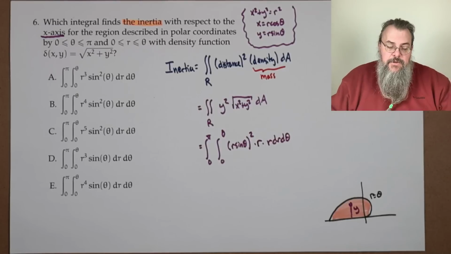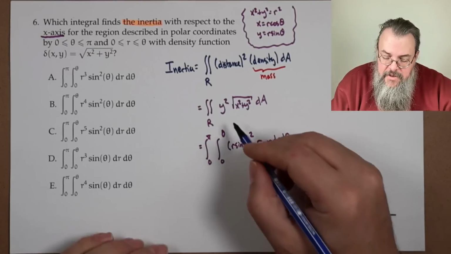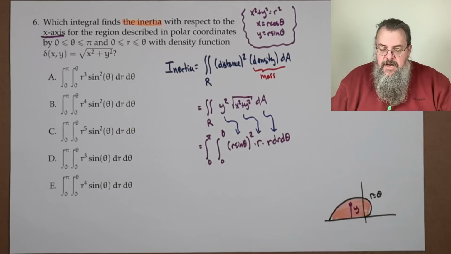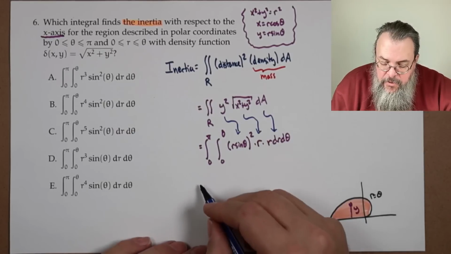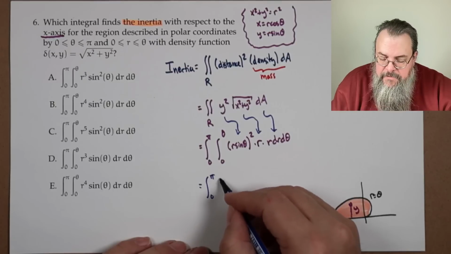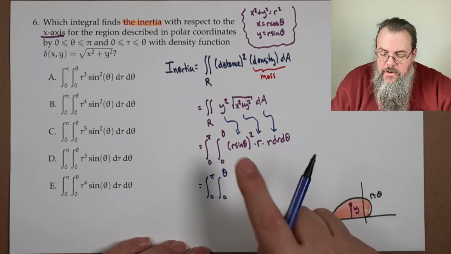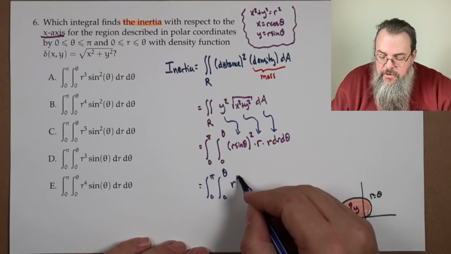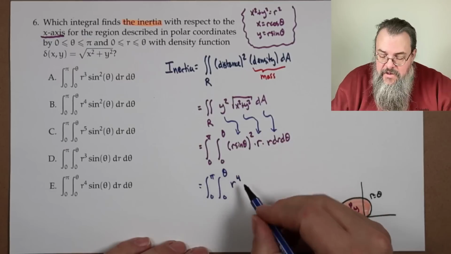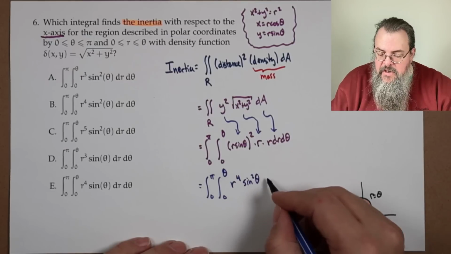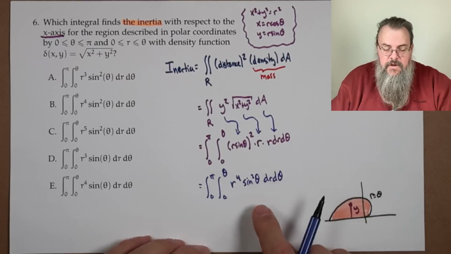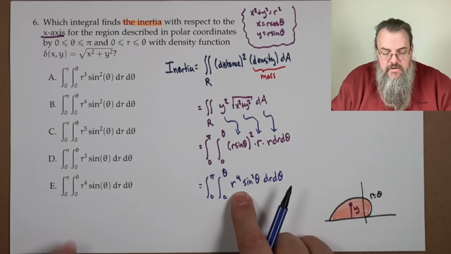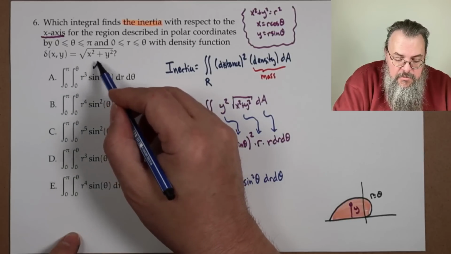Okay, so we really have three things in play, right? We have the y squared, the square root of x squared plus y squared, and the dA. Now, when we put all of these pieces together, well, what do we have? Let's count our r's. 1, 2, 3, 4. We need an r to the fourth, sine squared theta, and dr d theta. Okay, so because the bounds match, the dr d thetas match, we want r to the fourth and a sine squared. All right, so the sine squared, good, but that's wrong.